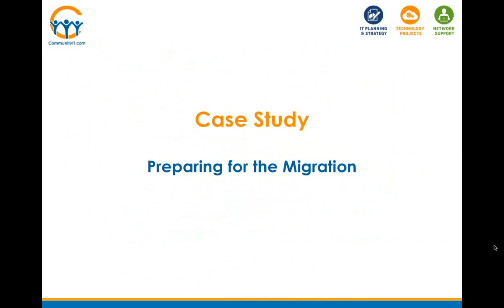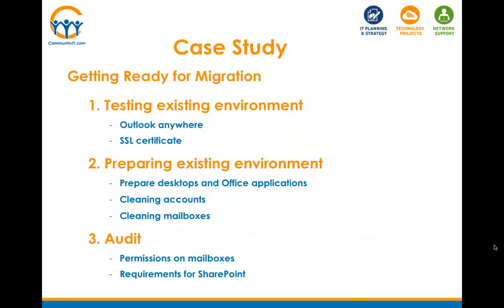All right, so that was the plan. How do we prepare for this migration after we outline the plan? There were three main things to do. One, we have to test the existing environment to make sure we correct any issues beforehand. We have to prepare the existing environment to make it ready. If your organization has Windows XP machines, you have to either upgrade them to Windows 7 or apply the latest service packs that allow you to use Office 365.